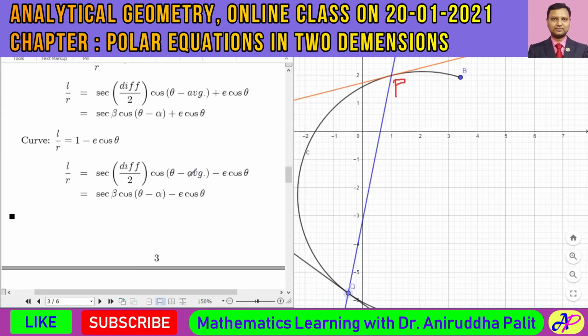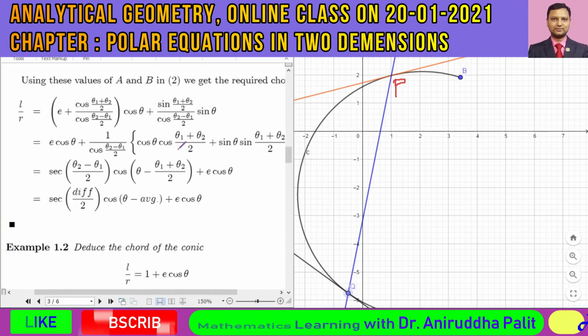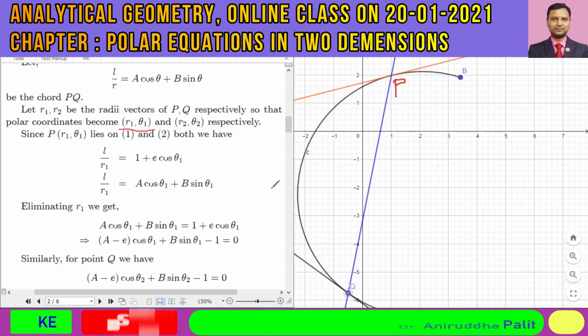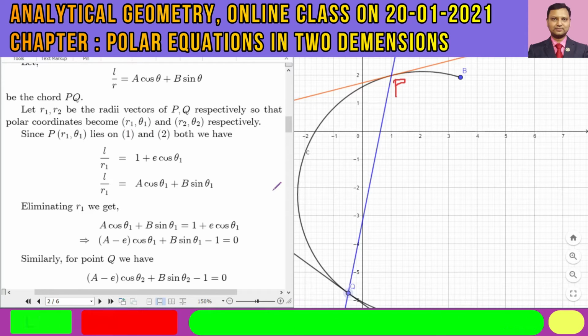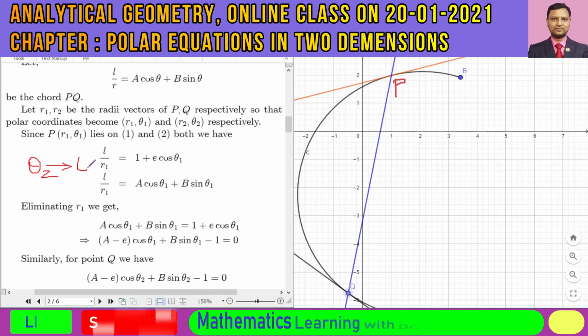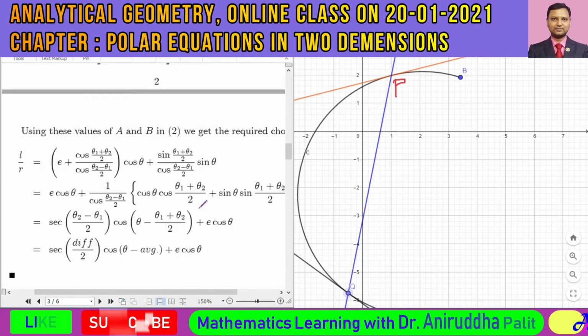Suppose this point P has the vectorial angle theta 1. This is the coordinate of the point P, r1 theta 1, so theta 1 was the vectorial angle of the point P. Similarly, theta 2 was the vectorial angle of the point Q. As the point Q moves to the point P, this theta 2 should move to the vectorial angle of the point P, that is theta 1. So we can take the limit theta 2 converging to theta 1 in this equation.